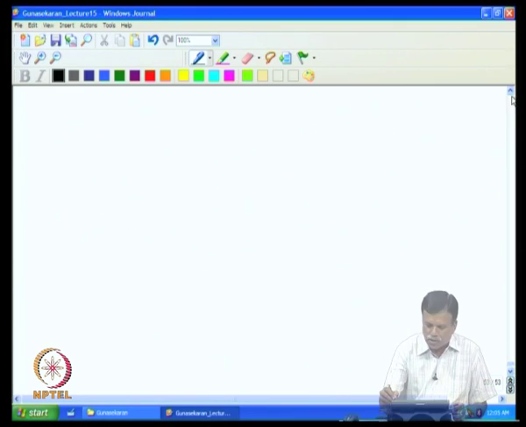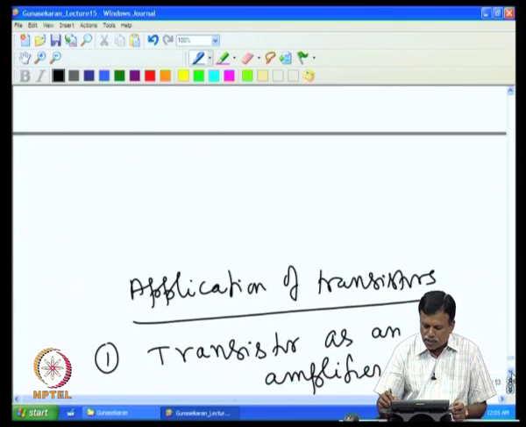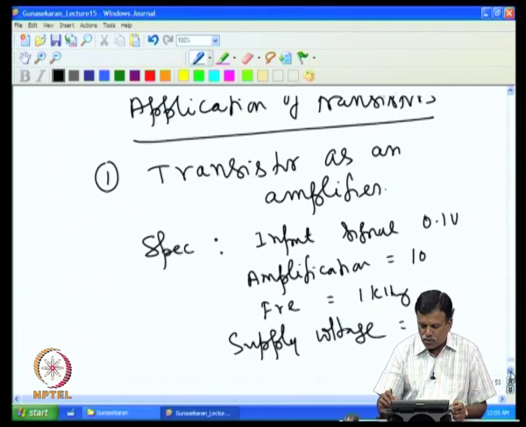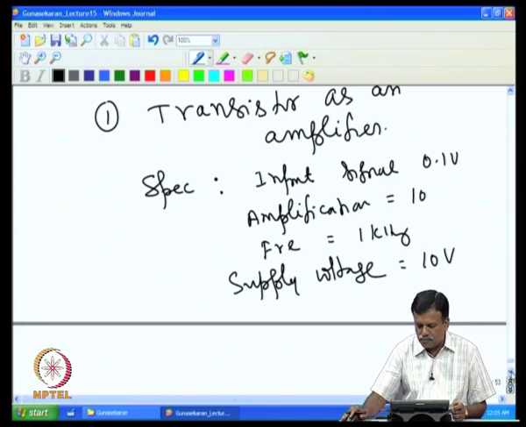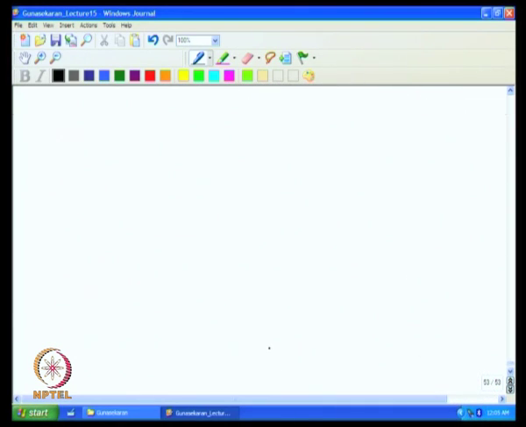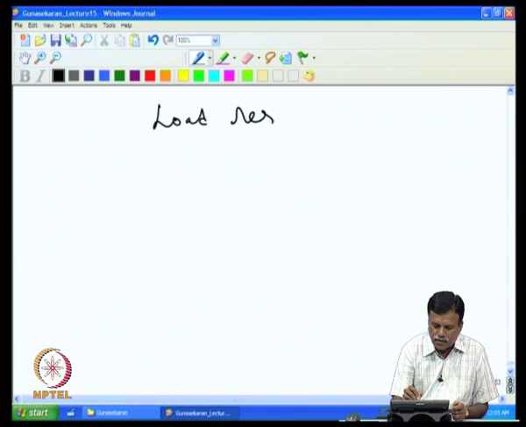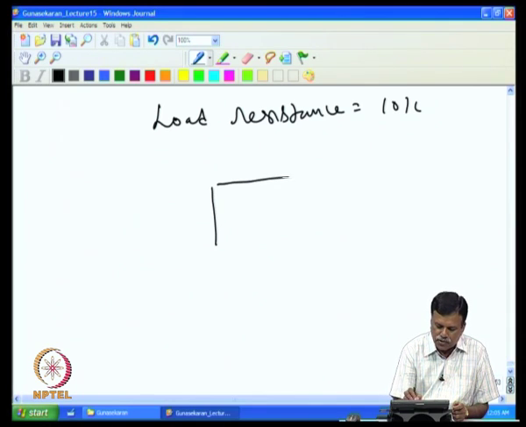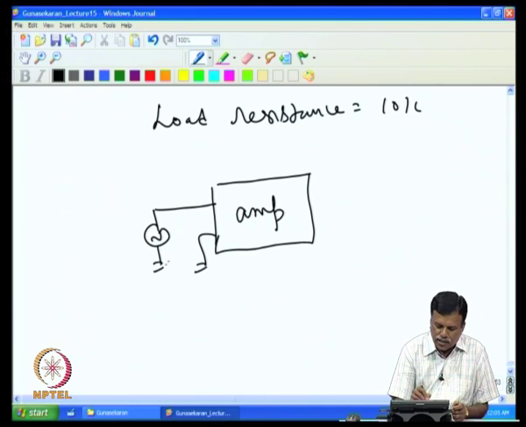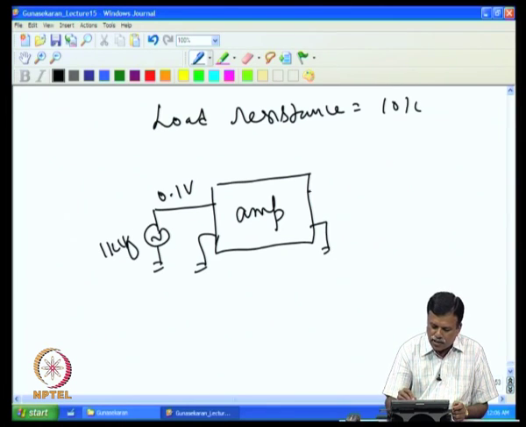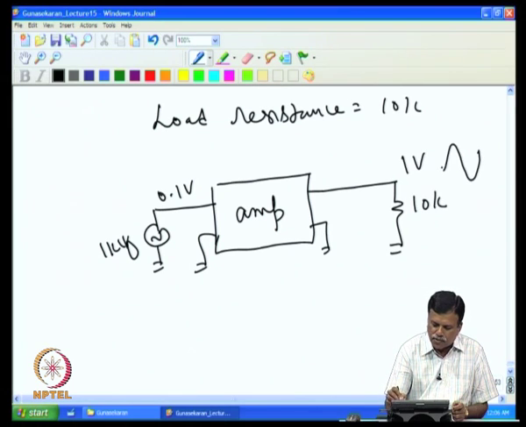And then I have to have a load, for example, what is the load that it is supposed to deliver this amplified voltage. So load resistance is 10k. So what we want is we have to design an amplifier using a transistor. So I have this amplifier stage here, and this input signal is given here, that is 0.1 volt and 1 kilohertz. The output is here, the output is supposed to be loaded with 10k. So at 10k I should get 1 volt AC coming out.